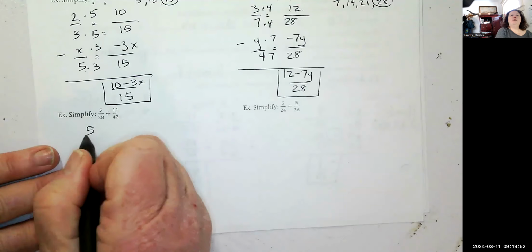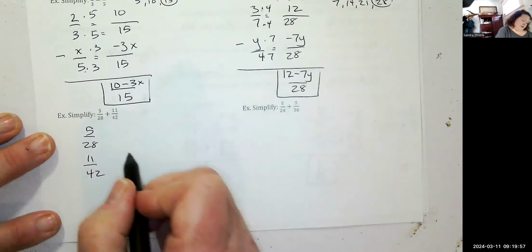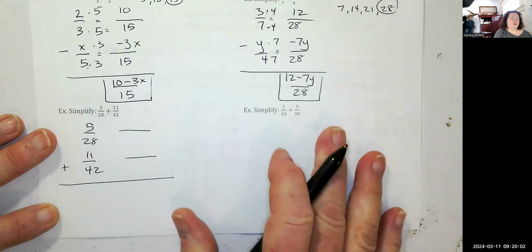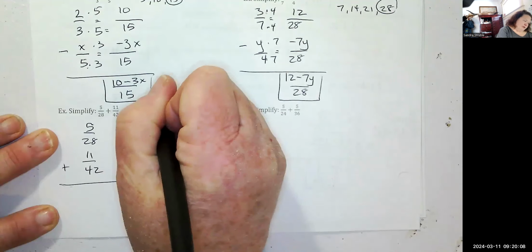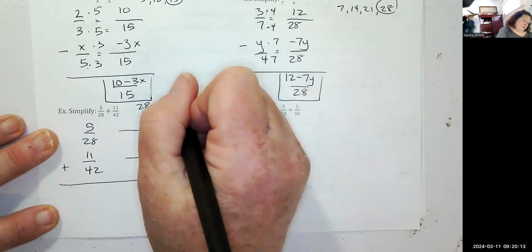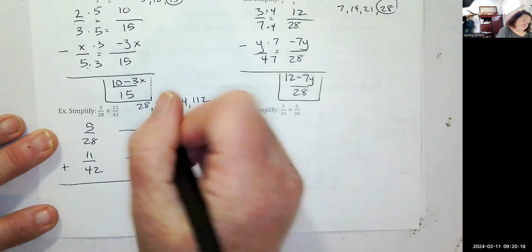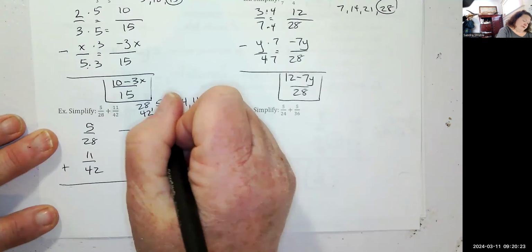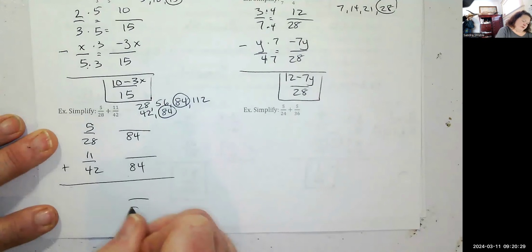All right. 5/28 and 11 over 42. We're going to have to find what they have in common as far as lowest common denominator. 28 times 2 is 56. 28 times 3 is 84. 28 times 4 is 112. I'm going to stop there. 42 times 2 is 84. Oh, there's our LCD: 84 and 84.